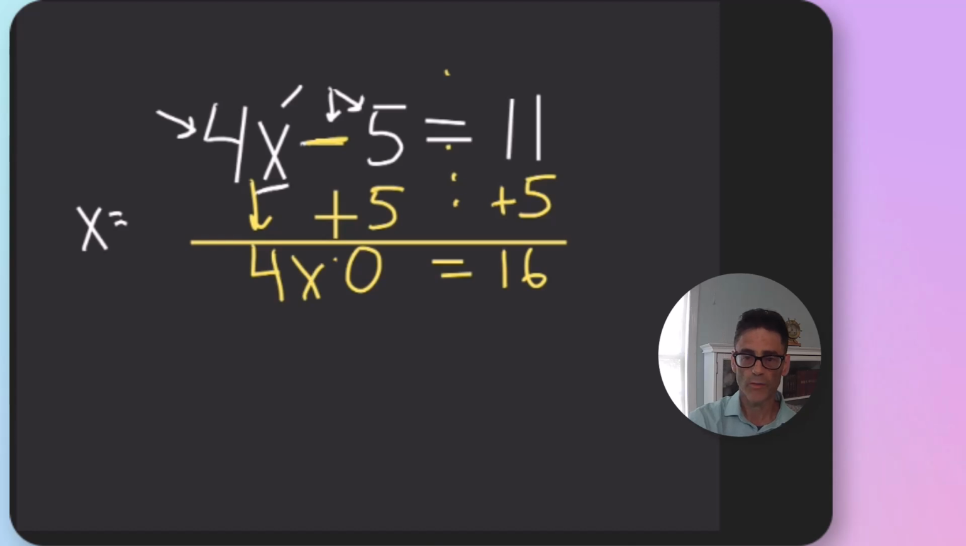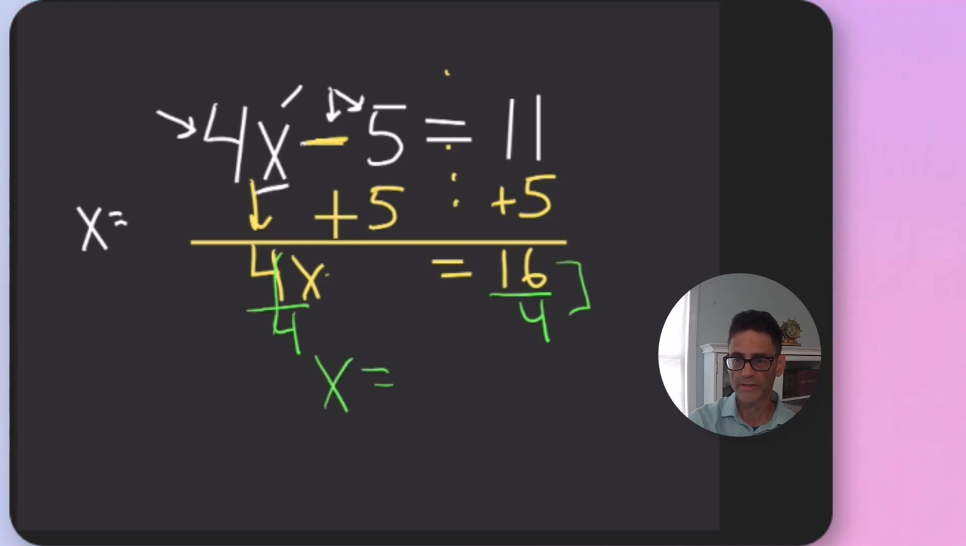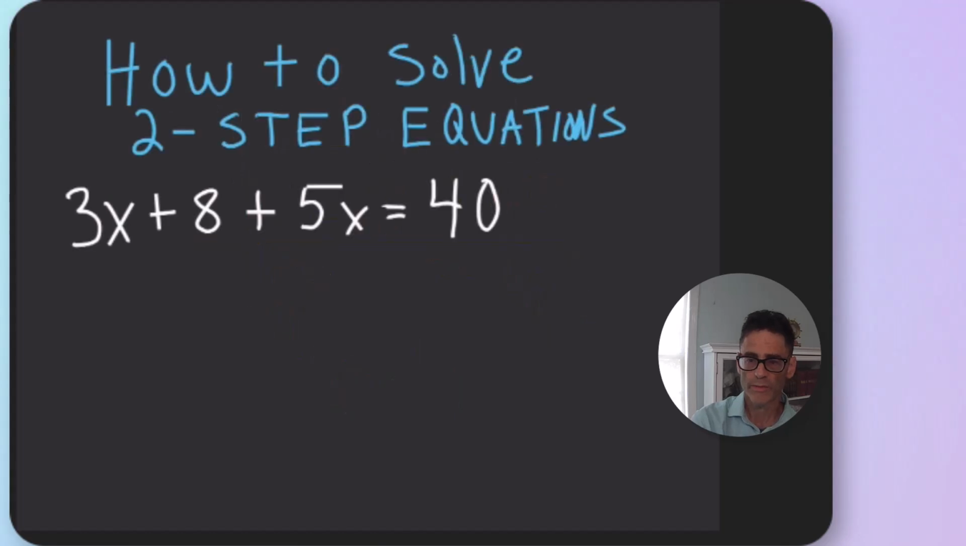I'll bring down the 4 times x plus the 0, or just 4x, is now equal to 16. Now it's time to get rid of the number in front of the x, that 4. It's being 4 times x, so I have to divide by 4, and I have to do it on the right side as well. The 4 divided by 4 gets me plain x, and the 16 divided by 4 will get me 4.